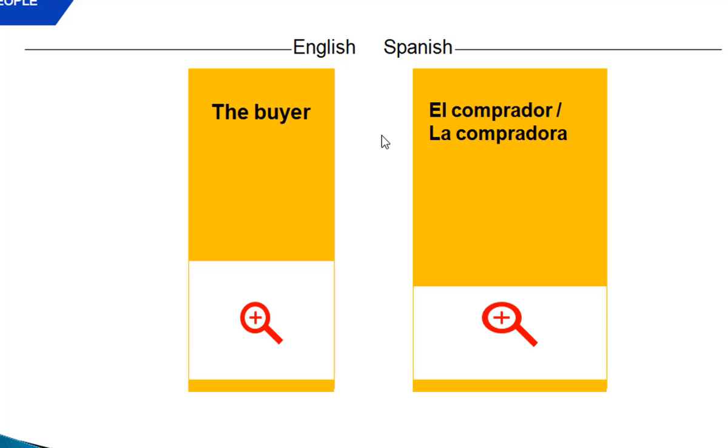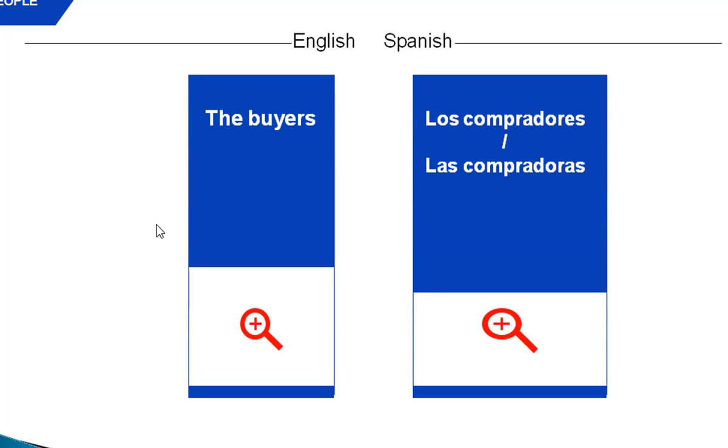A buyer is known as el comprador or la compradora. If a buyer is male, el comprador, and a female buyer, la compradora. Alright. And if we are talking about multiple buyers, we'll use the plural form of el and la. So it would become los compradores or las compradoras.